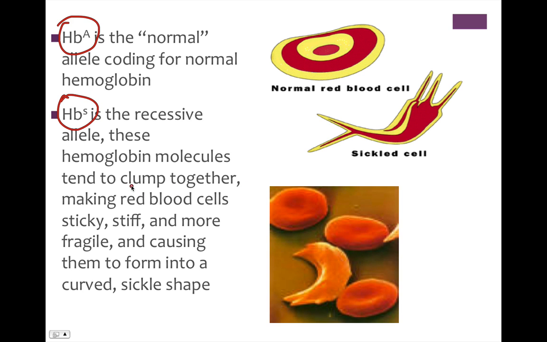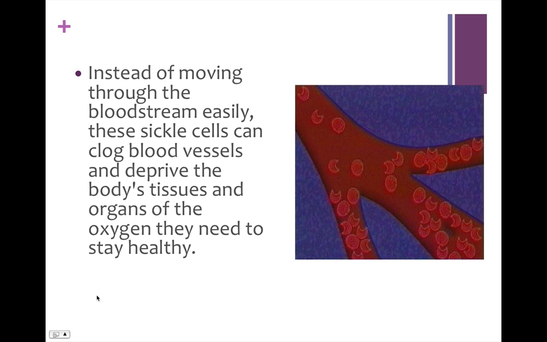That's going to make a bunch of different things happen. They're going to clump together, they're going to become sticky, stiff, fragile, and eventually that shape is going to lead to some of the problems that it causes. One of the problems that it does cause is this. As these red blood cells are trying to get through very narrow vessels, they reach a vessel called a capillary, and sometimes arterioles, where that half moon, that sickle-shaped cell, is going to start jamming up.